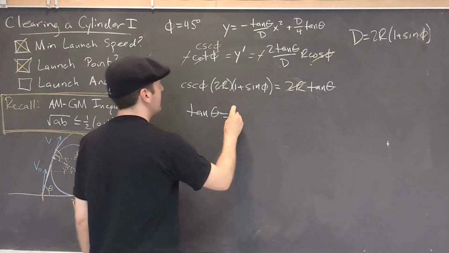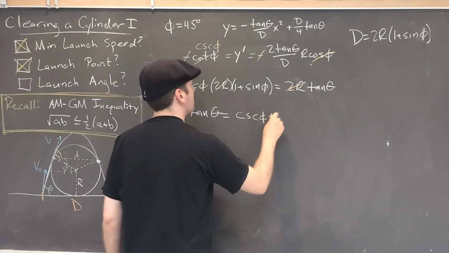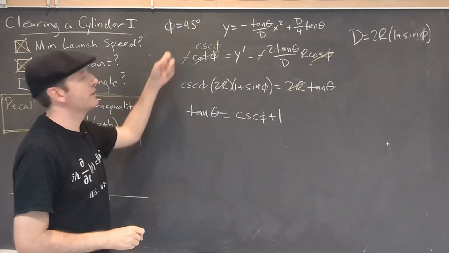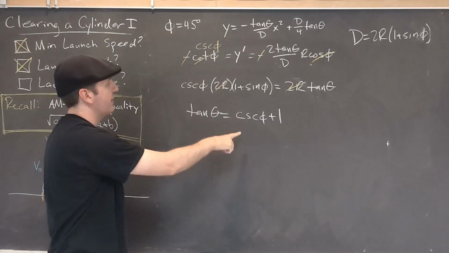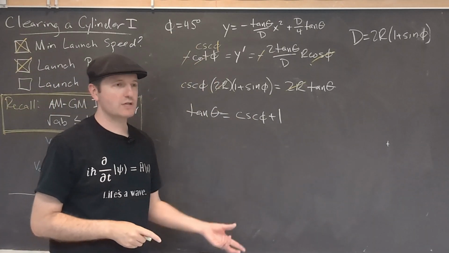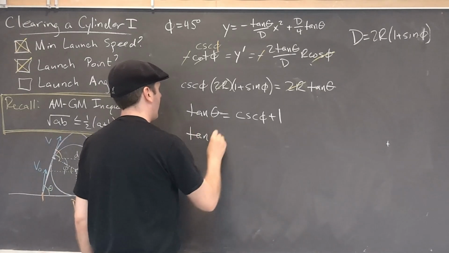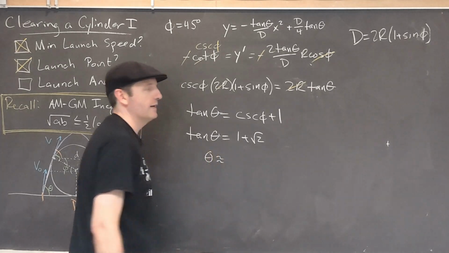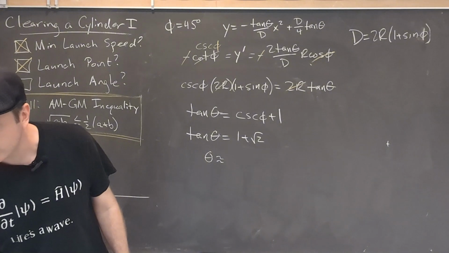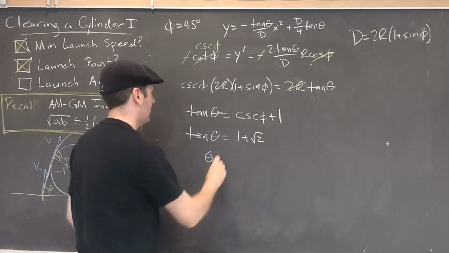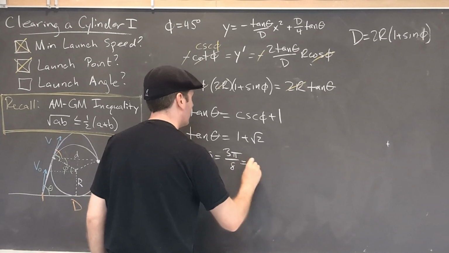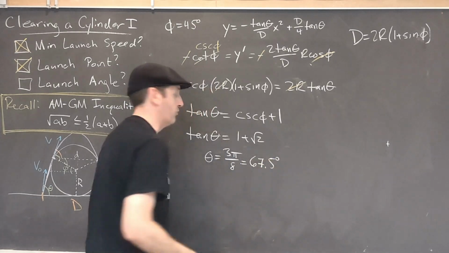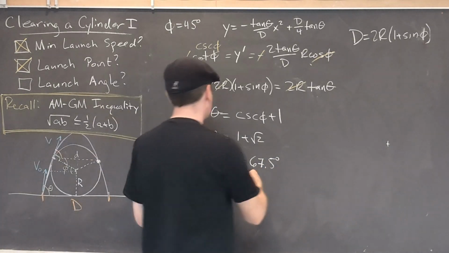Distributing this through will be cosecant plus 1. And plugging in the 45 degrees into cosecant, which remember is 1 over sine, that'll give us tan theta is 1 plus root 2. Or if you want an approximate numerical value, I got exactly 3 pi over 8, or if you prefer, what is that in degrees? 67.5 degrees. Exact answer. It's kind of nice. So there is the launch angle.